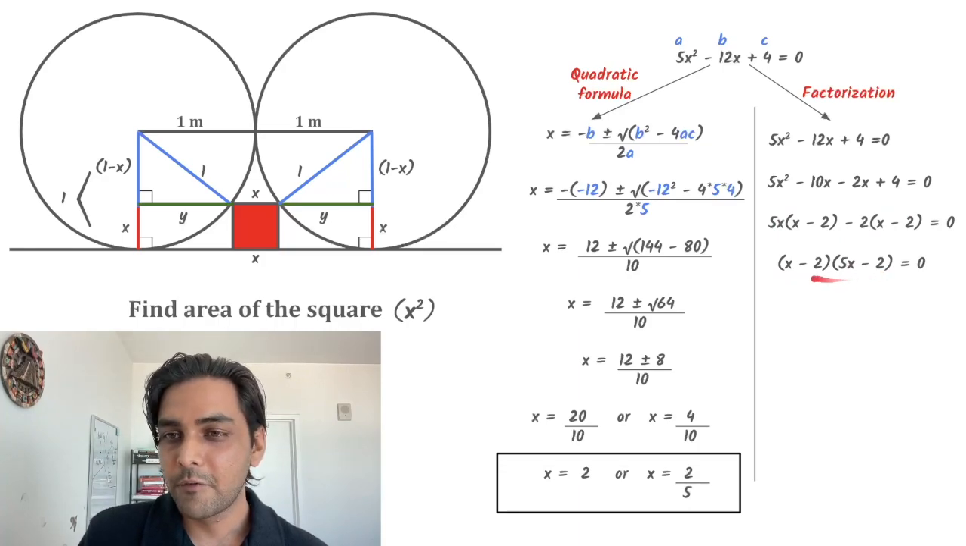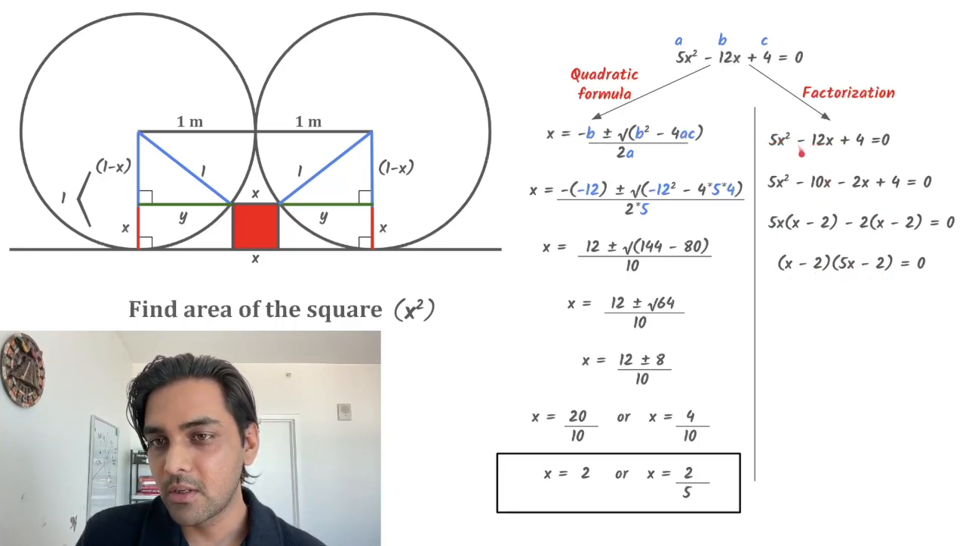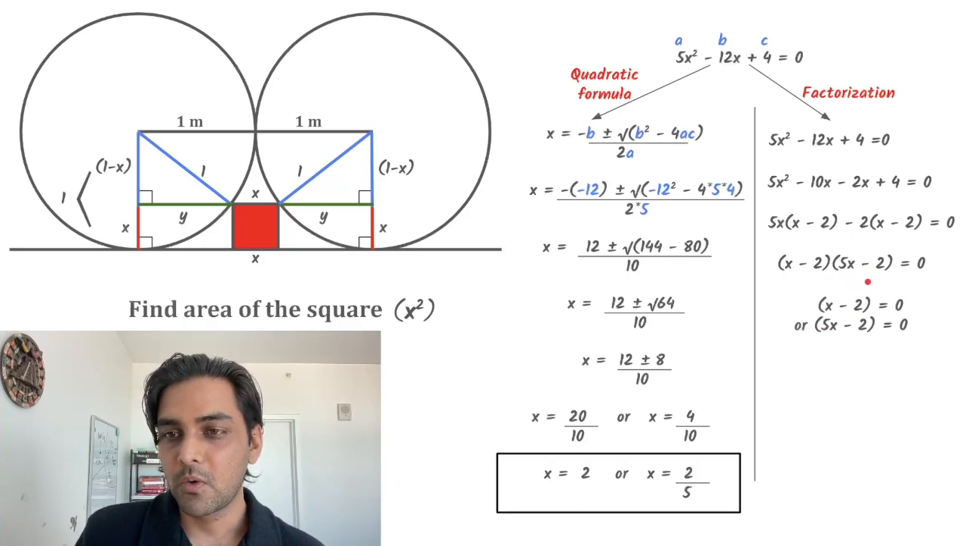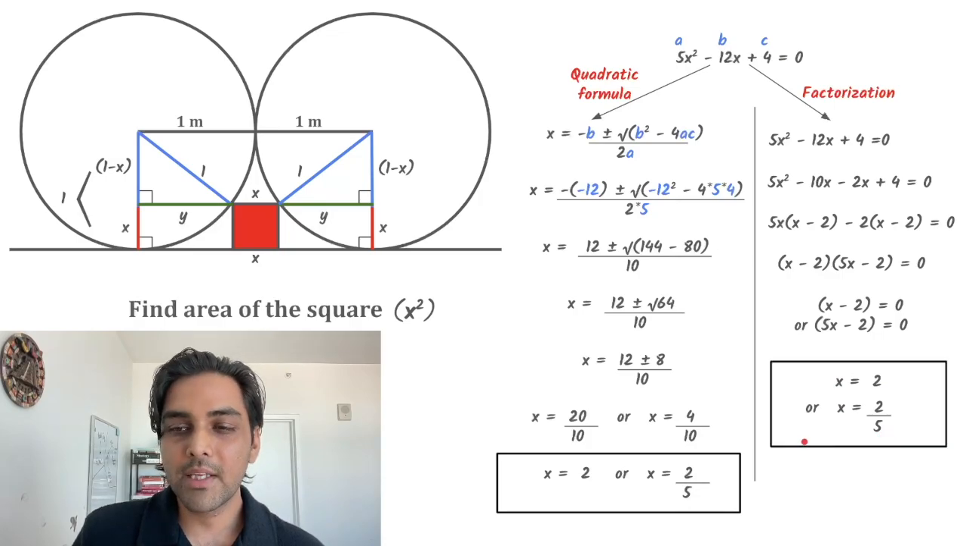And this is how you factorize a quadratic equation into a product of two linear equations. The product of two linear equations is going to be 0 only if one of these terms is equal to 0. So either x minus 2 equals 0 or 5x minus 2 equals 0. When you solve that, you get x equals 2 or x equals 2 divided by 5. So you get the same values of x from both these methods.